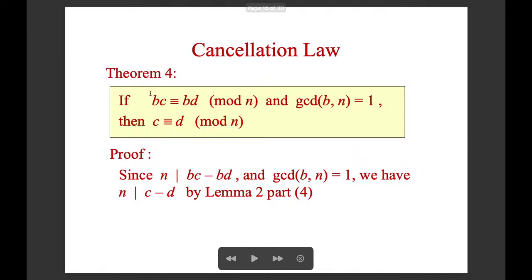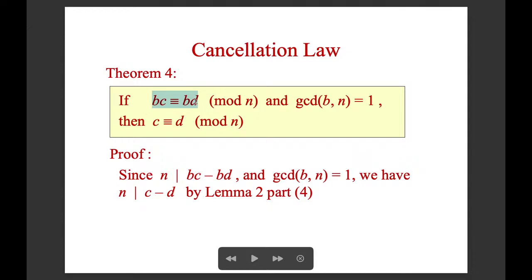So what we can do here is we have BC equal to BD. We multiply B prime on both sides. This is allowed because multiplication is allowed. So we will have B prime BC is equivalent to B prime BD. On the other hand, B prime B is the same as 1, so we can replace B prime times B with 1. So we will have 1 times C is equal to 1 times D. That means C is equivalent to D. Is that okay?